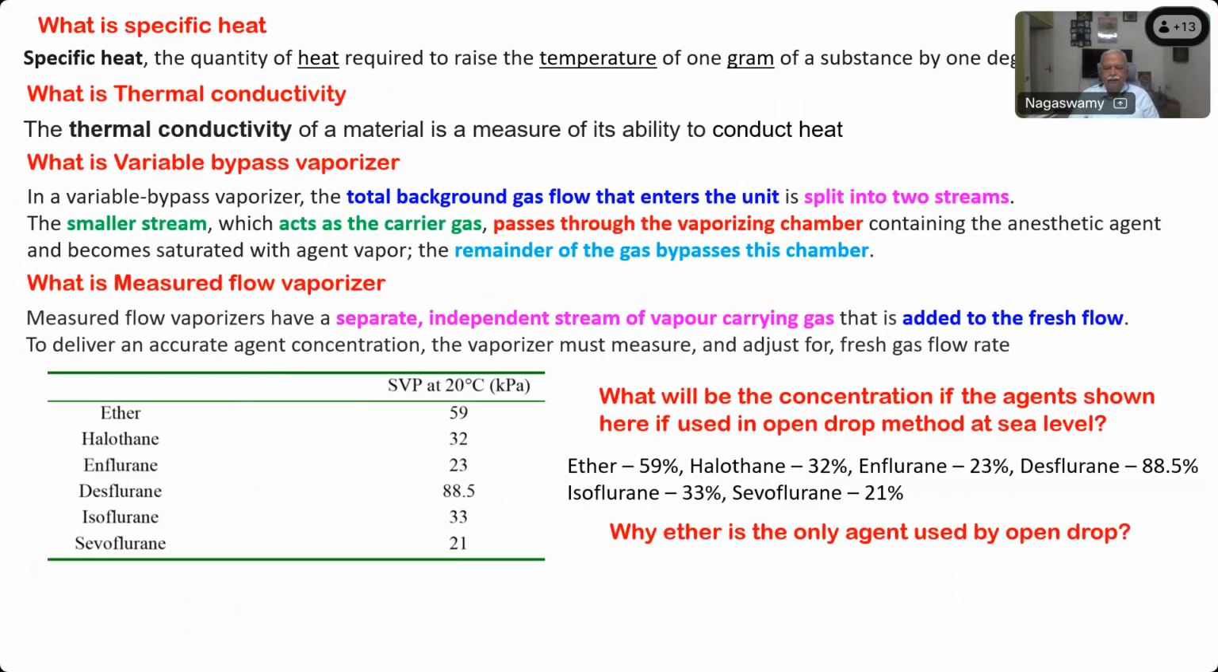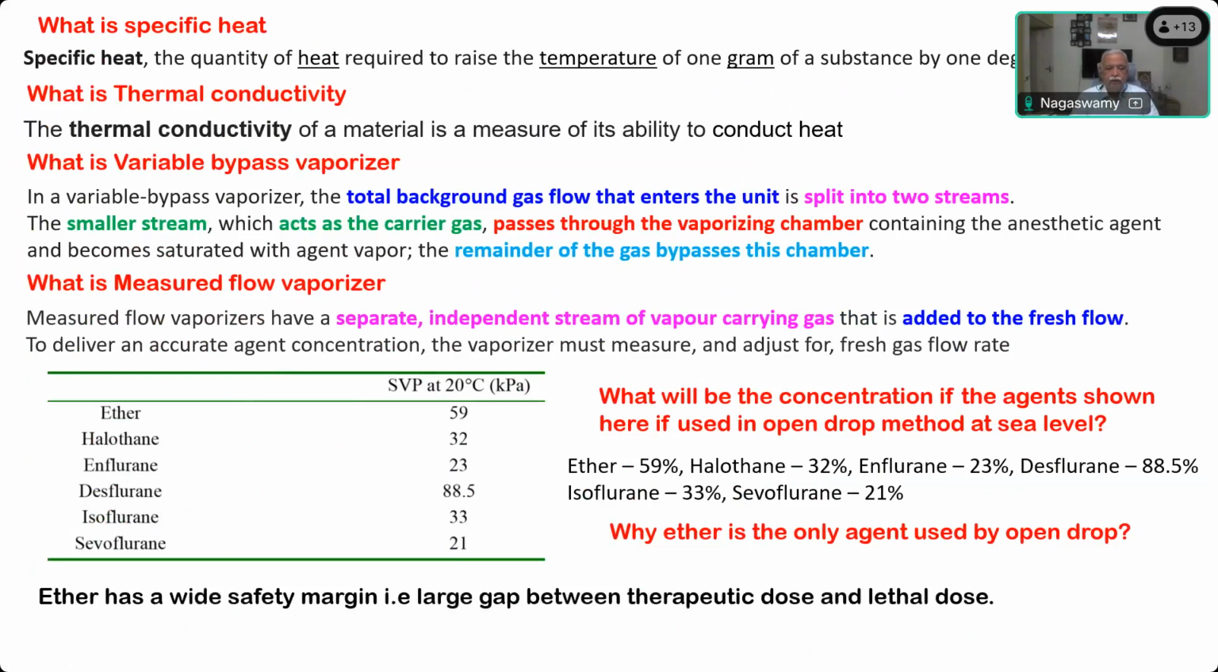Safe. Is it safe to use ether or not? Ether is a very safe agent, even though you are delivering 59% because of the SVP at 20. It is inflammable, but it is safe for the patient because it doesn't cause that much depression. It requires a very, very high dose of ether to kill a patient or make the patient go into a very deep state of coma.